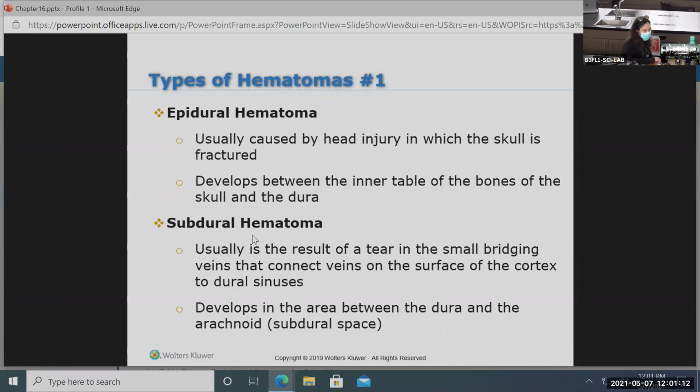We do have subdural. Look at the second one, subdural. It develops in the area between the dura and the arachnoid mater. That's why it's called subdural, below the dura.